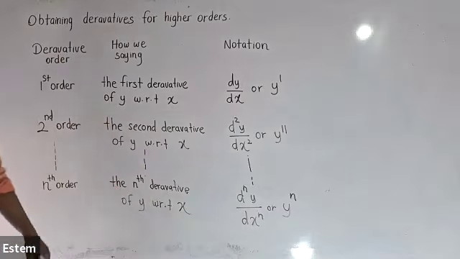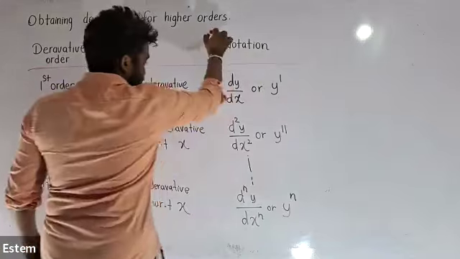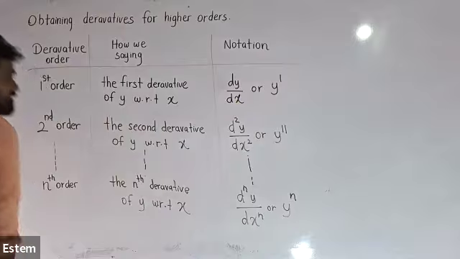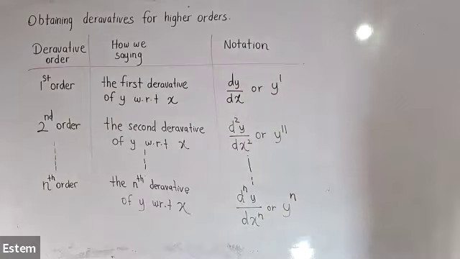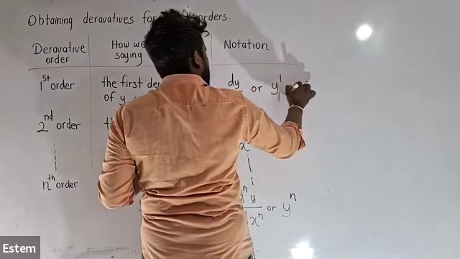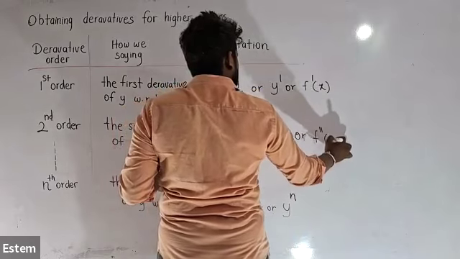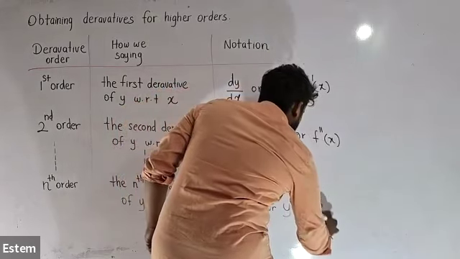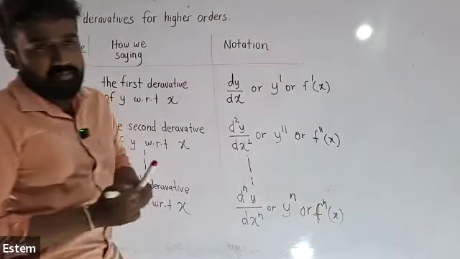So you should write this table now. I just drew it. Get this table into your book. We say f dash also. If the function is f(x), it is f dash x, f double dash x, or f^n(x), like that. We can get that.